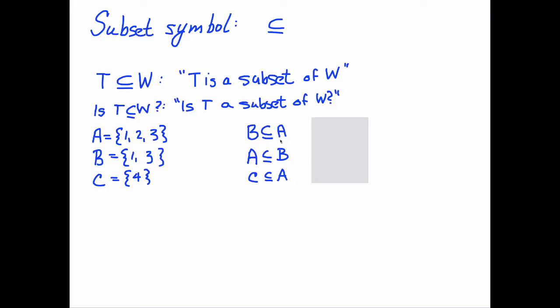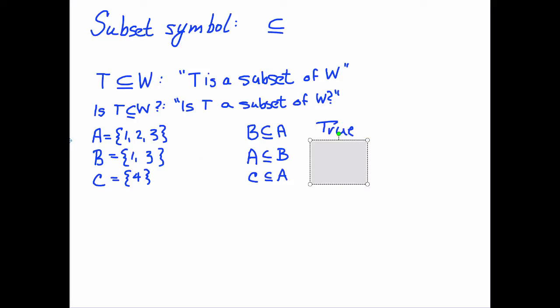So here we have three sets, A, B, and C, and we're going to ask these questions. Is B a subset of A? Is that true? Is A a subset of B? And is C a subset of A? So we'll take the first one. Is B a subset of A? Well, everything in B is also in A, so B is a subset of A. That's true.